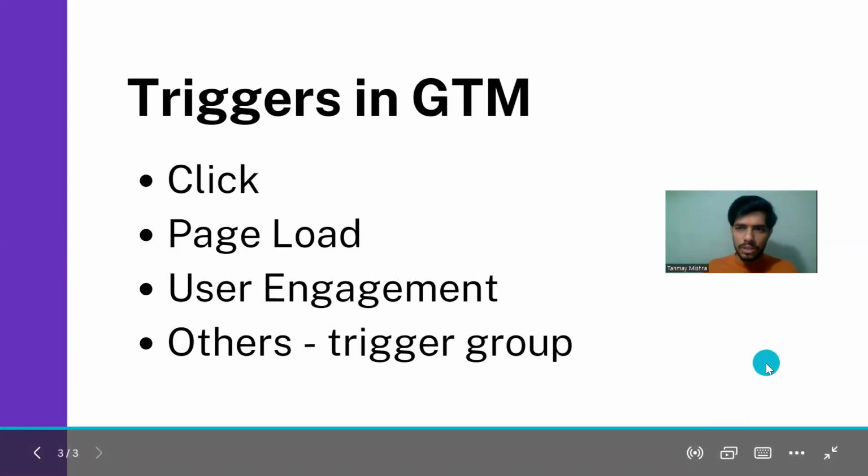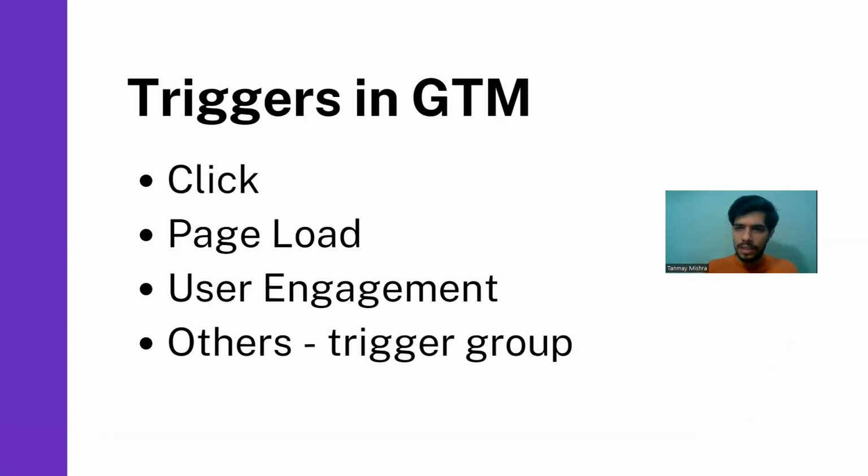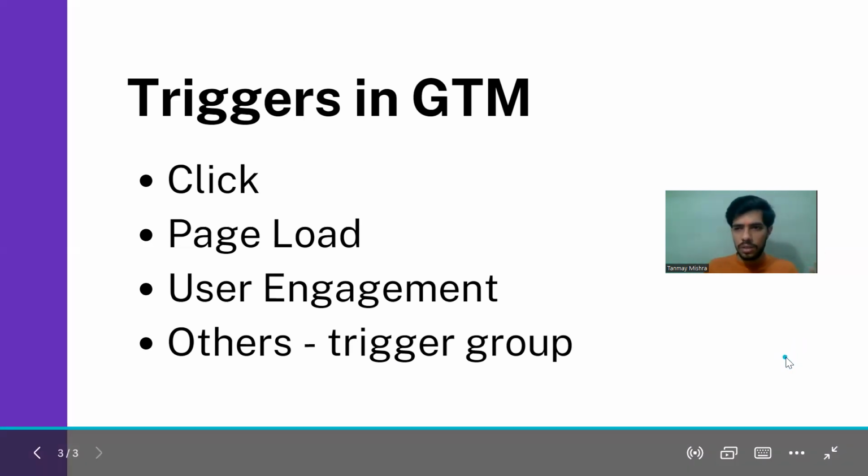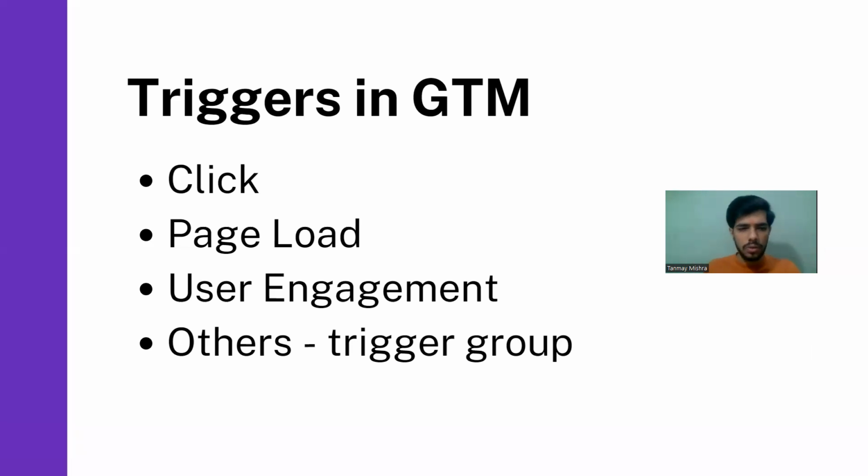Some of these are the most useful ones, while others are used as and when needed. There are other triggers as well, where you can combine two or more triggers into one trigger group, and that can be used in Google Tag Manager. For example, we can combine clicks with a page load: if the page loads and a certain click happens, then we trigger an event and record it in Google Tag Manager. Google Tag Manager also provides some custom triggers that you can define and use accordingly on your dashboard.